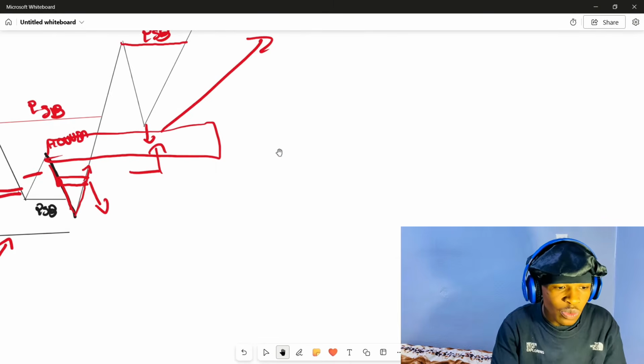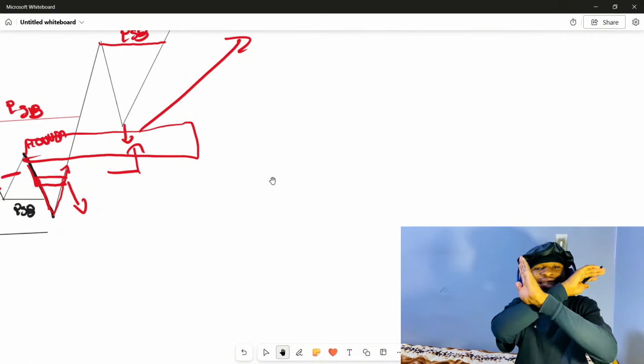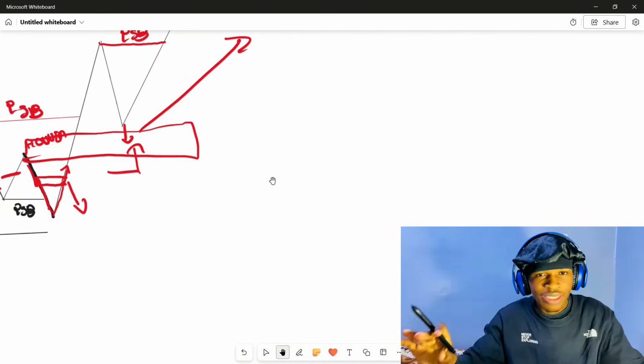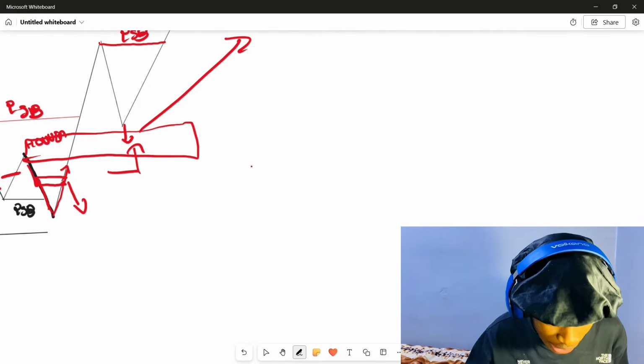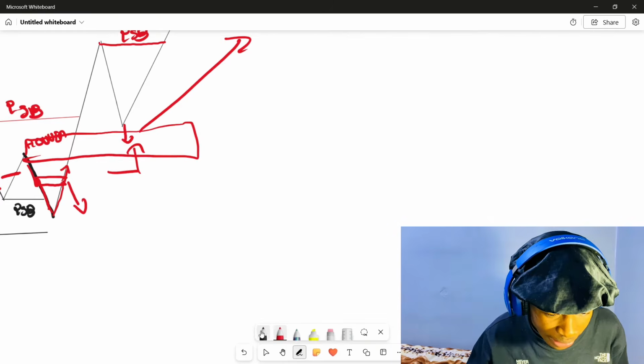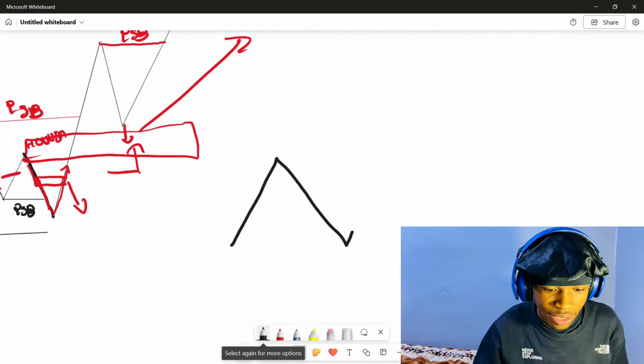Even on the sell side, when it's selling, don't enter buys. Don't go vice versa. And wait again. You see a market like this.